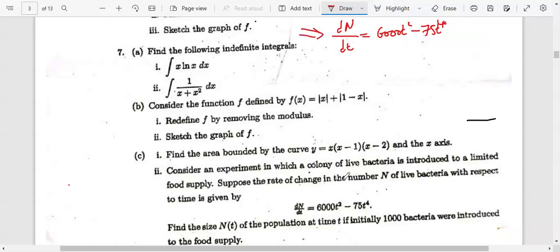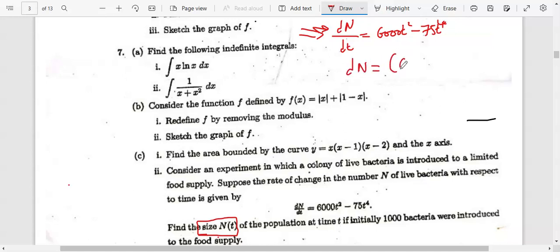Now remember, this expression which we have here is the rate of change in number n. My question is asking us to find the size. They've given you the rate. So this rate is actually size divided by time. You can see dn over dt. It is size divided by time.